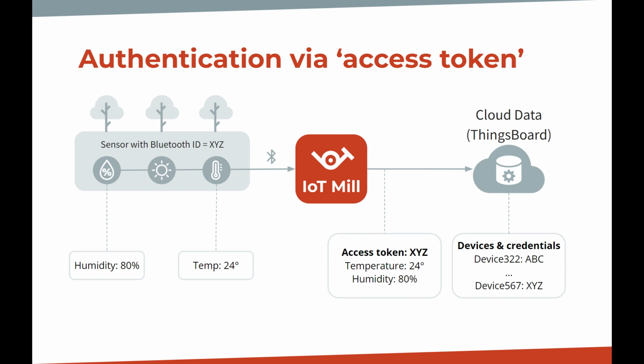When ThingsBoard receives a new data record, it checks whether in its database there is a device with such access token associated. If it is found, then this data is stored under the device. Otherwise, the input is rejected.